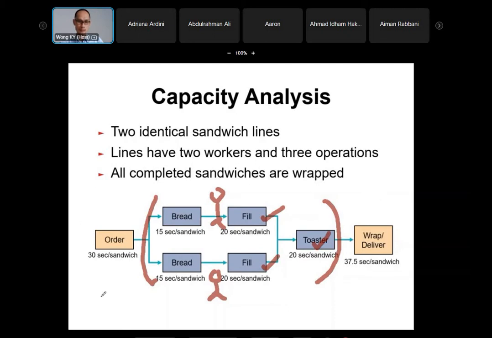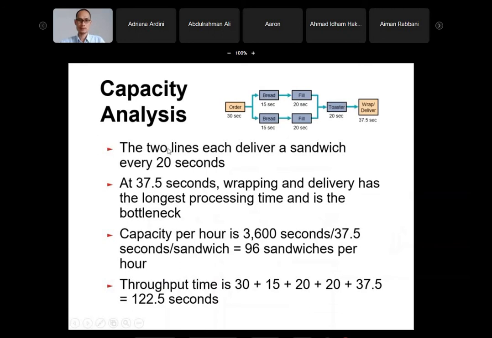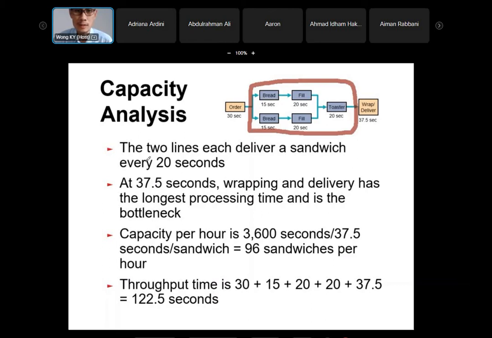But if you look at the entire system itself, this station is the bottleneck station. What it says is the two lines can each deliver a sandwich every 20 seconds, correct? Imagine the line is from here to here. Because the bottleneck station of the line is 20 seconds, each of the two lines can deliver a sandwich every 20 seconds. If you look at the entire system, the bottleneck station is this station, with a cycle time of 37.5. The wrapping and delivery station has the longest processing time, and therefore it is the bottleneck.